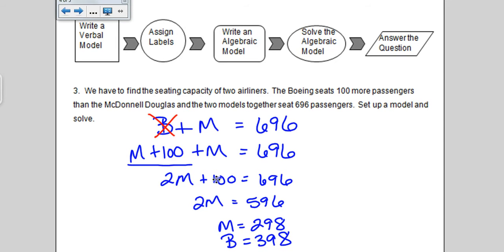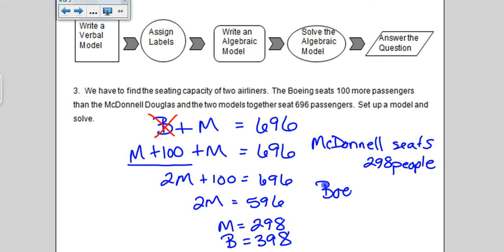Now this means nothing if you were going to run up to some CEO of a company and show him this. So you're going to have to tell him in simple form, what does this mean? So we're going to tell him that a McDonnell seats 298 people and the Boeing seats 398 people. Okay, moving along.